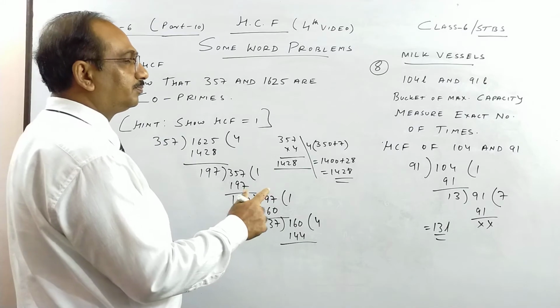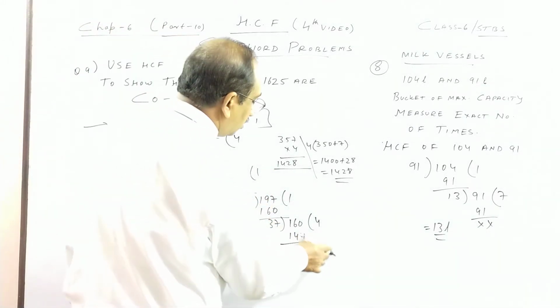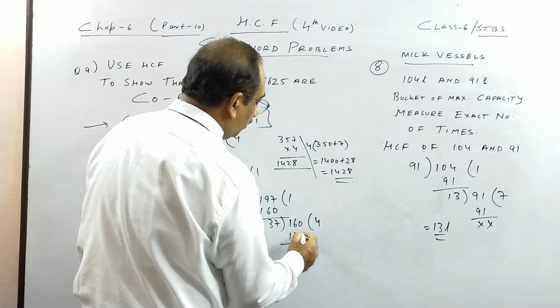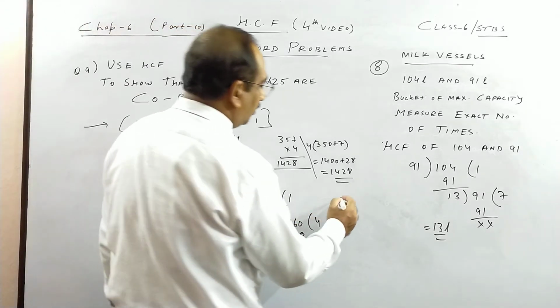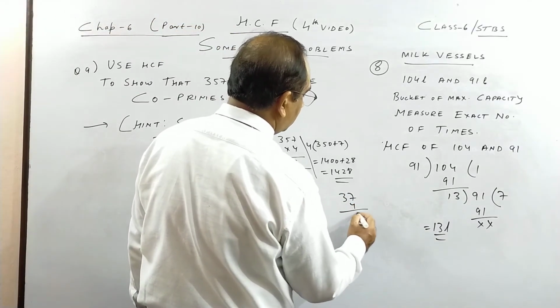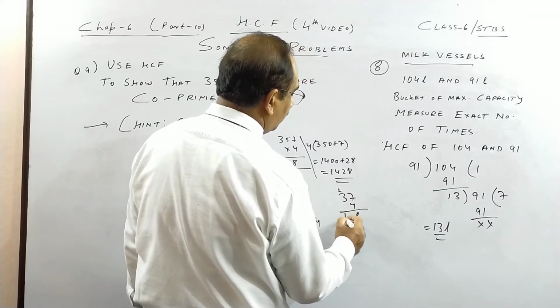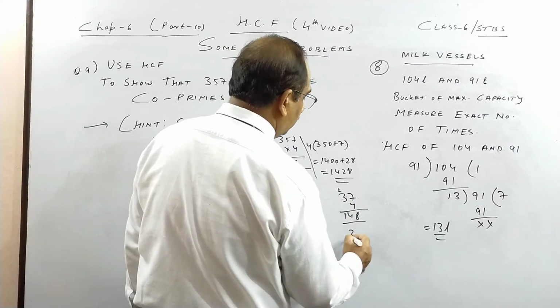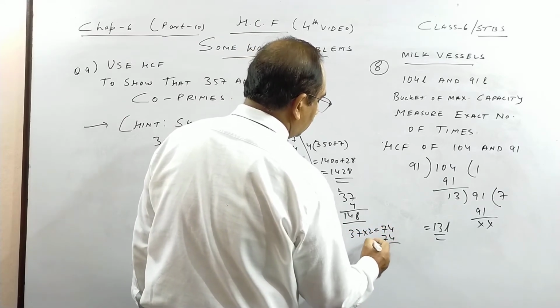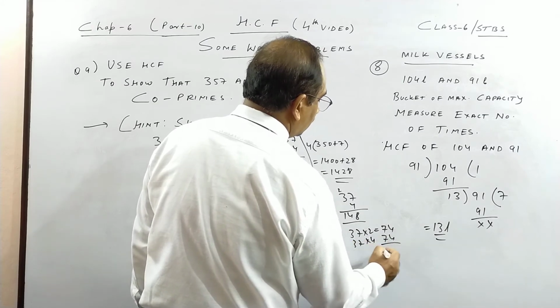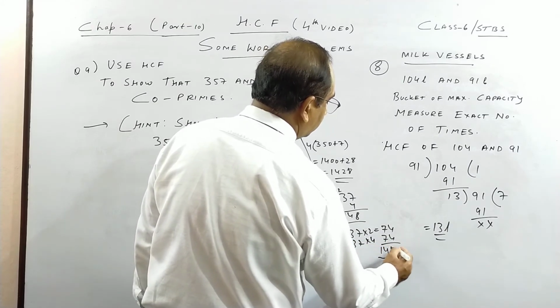37 2s are 74. Now we are left with, so you multiply 37 by 4, 7 4s are 28, 3 4s are 12 plus 2. And what I did, 37 if you multiply by 2 you get 74, you double it because it is 4s. Okay, so you will get 148.